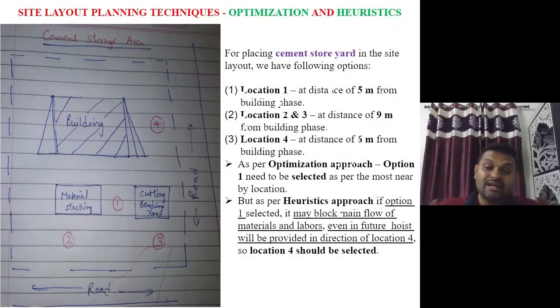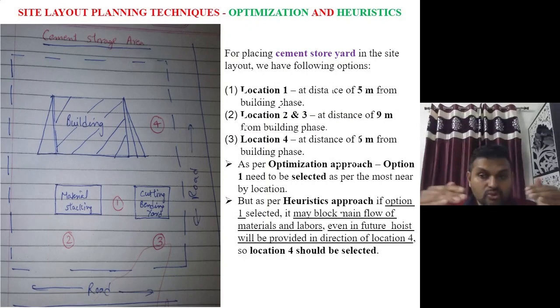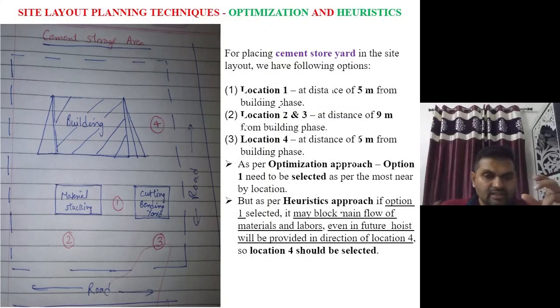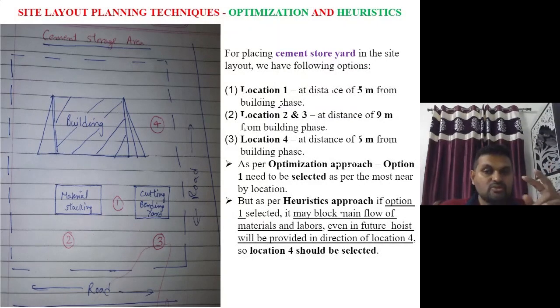But if I look at the heuristic approach, I understand that if I put the cement storage at location one, it is almost going to block my vision. There will be a very small gap for my transit mixer or my heavy machinery to go through, and it will be very congested. I don't want to block that at that particular moment. So in that case, I will not go with the optimization approach, but the heuristic approach.